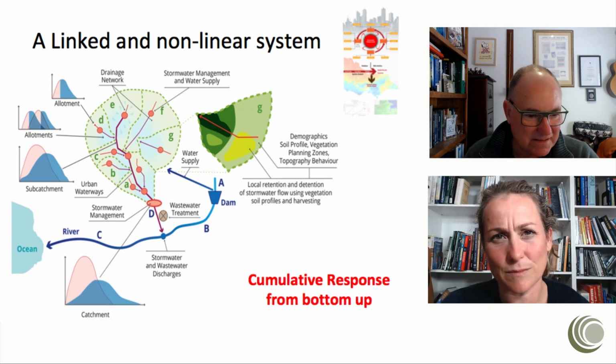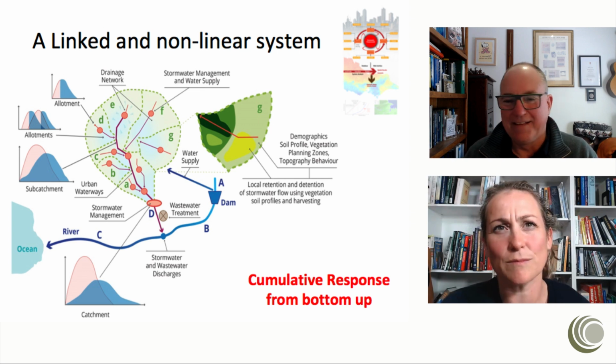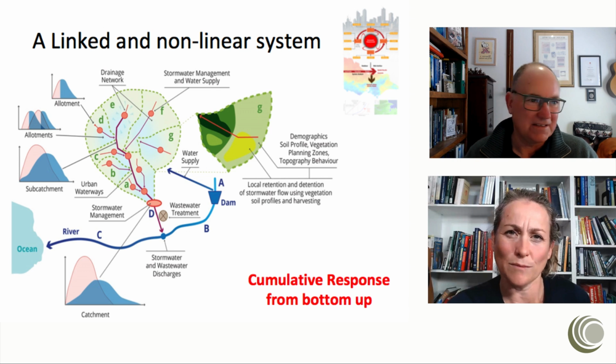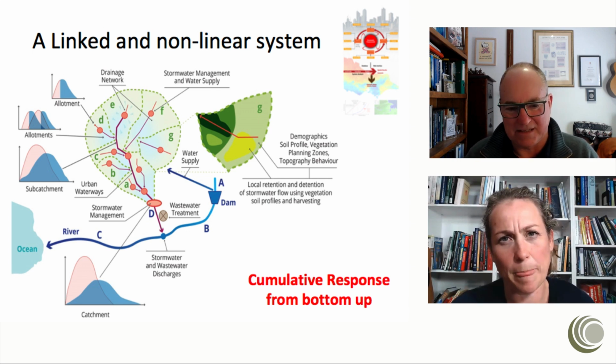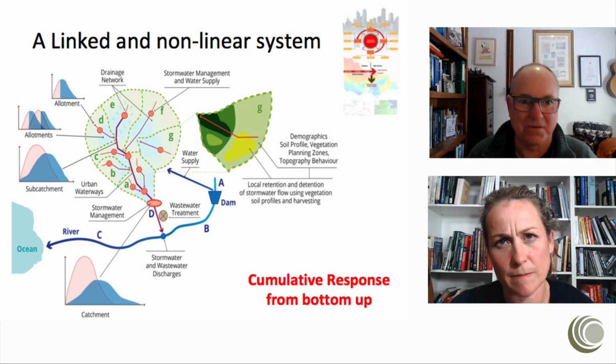This is what's known as a cumulative response from the bottom up. So what do we mean by bottom up? It's driven from the property scale of reducing the volume of water running off from rainfall at the property scale, and it adds up through the catchment to produce, which is cumulative, to produce quite a beneficial effect.